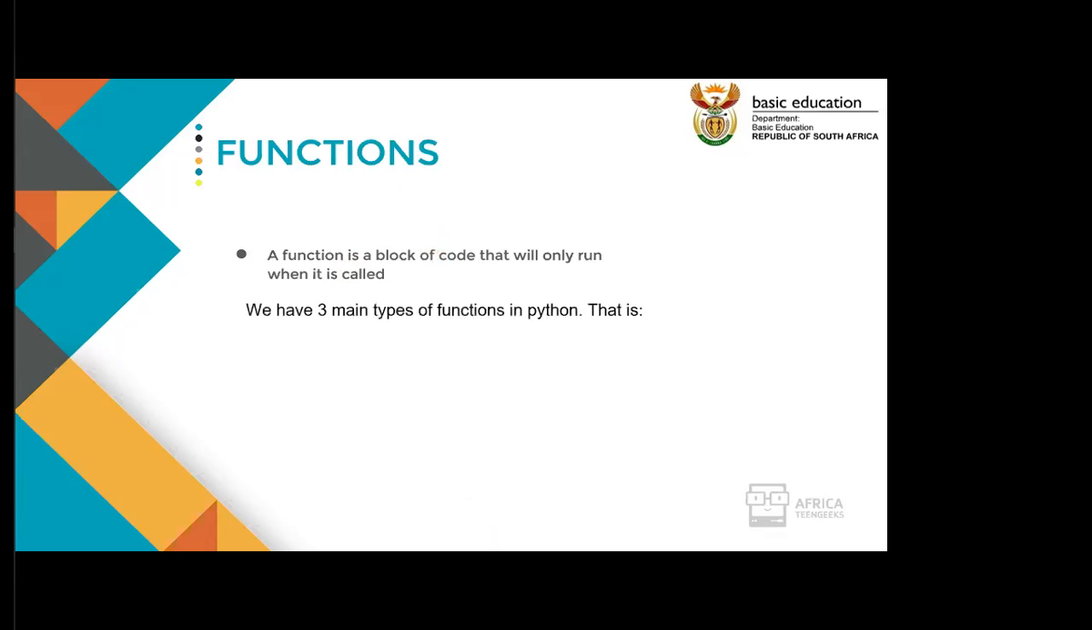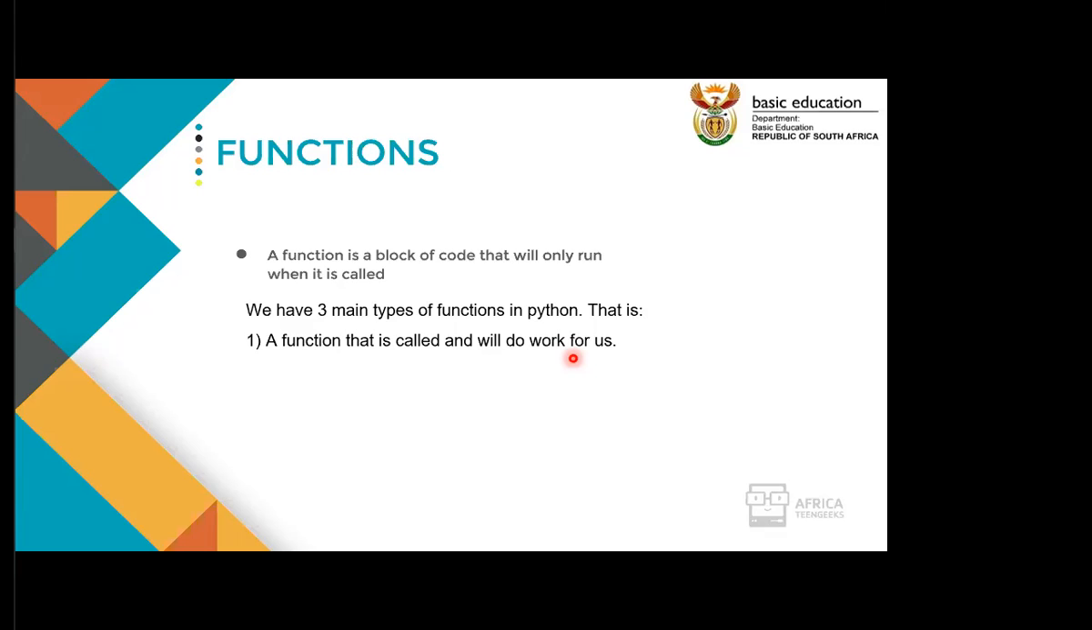So if we go on, we have three main types of functions in Python that we use. The first one is a function that is called and will do work for us. That means it will just do work for us. And we've been using a function like that so far, and that is the print function. If you remember, with the print function, you say print, in brackets what you want to print, and it will automatically do that work for you.